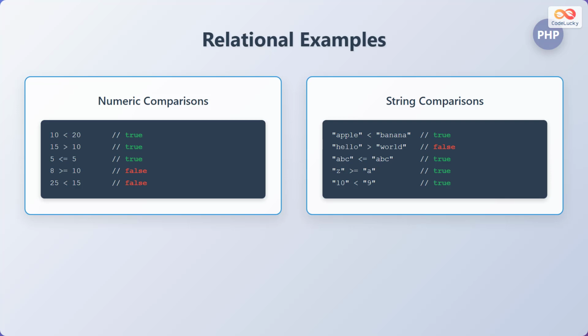For string comparisons, apple is less than banana is true, hello is greater than world is false, ABC is less than or equal to ABC is true, Z is greater than or equal to A is true, and the string 10 is less than the string 9 is true. Note that string comparisons are based on lexicographical order.